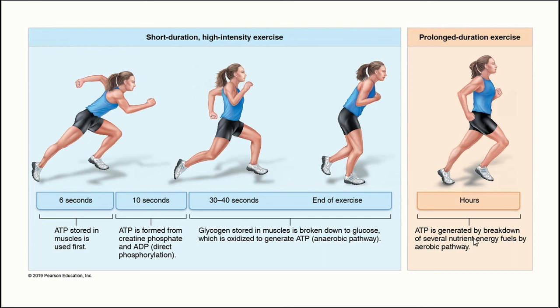Often what we also see is that the direct phosphorylation and anaerobic glycolysis pathways are used kind of sparingly within this process as well. So we do burn some of that creatine phosphate, and we do create some lactic acid due to those pathways being used kind of intermittently during prolonged duration exercise.